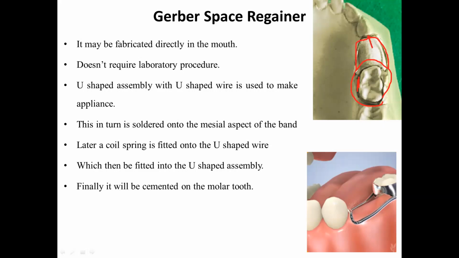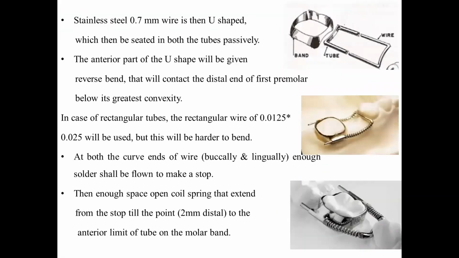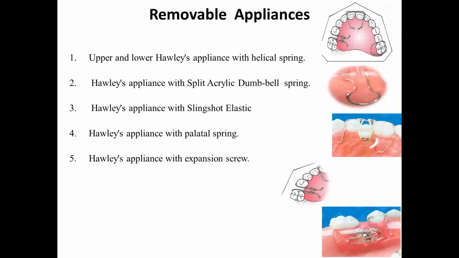Then once you make a U shape of the wire, you solder both ends of the wire to the molar band, and once this is soldered to the molar band, you take it into the patient's oral cavity and cement it. That's it. The function and the action are the same as we discussed before for these two appliances, the open coil spring and the jack screw. All have the same function of distalizing the molar.